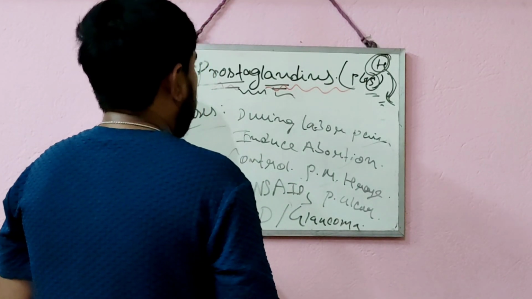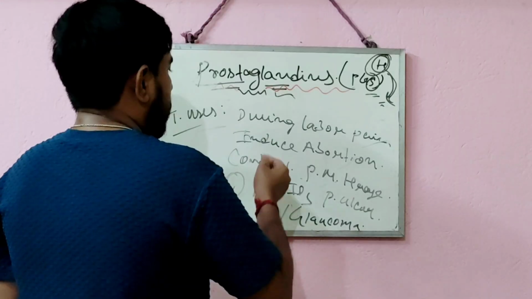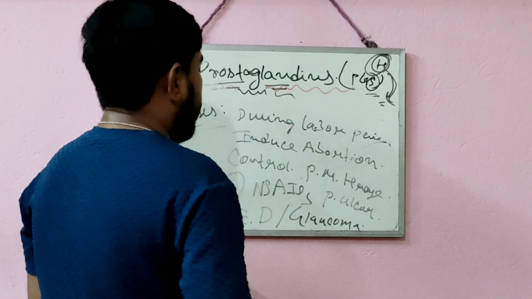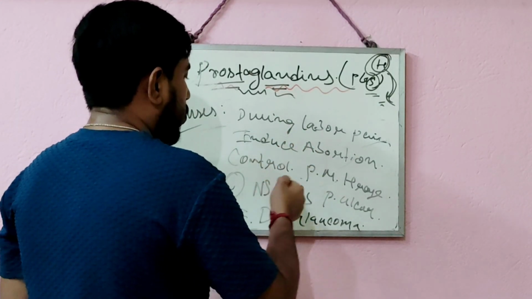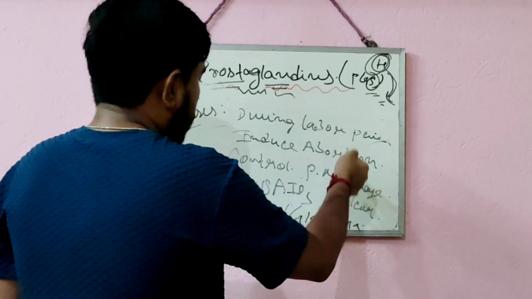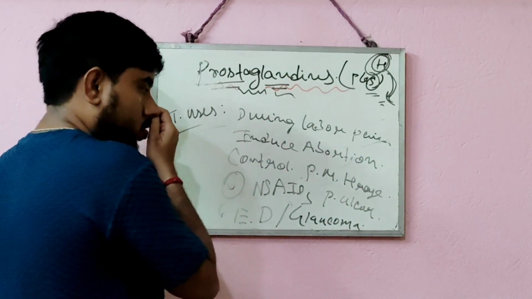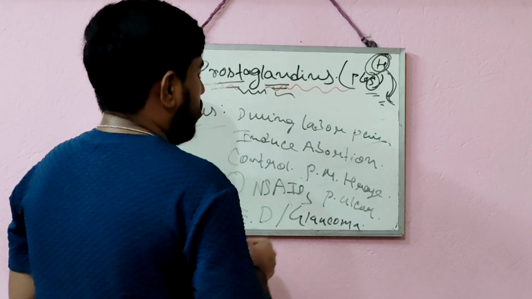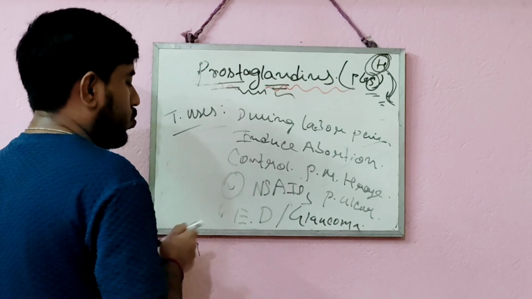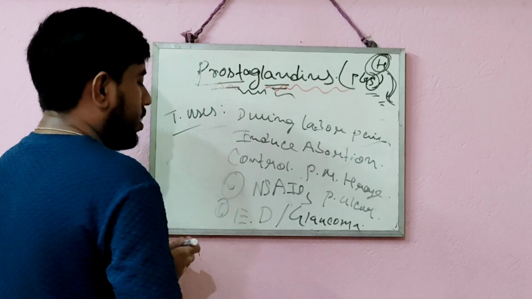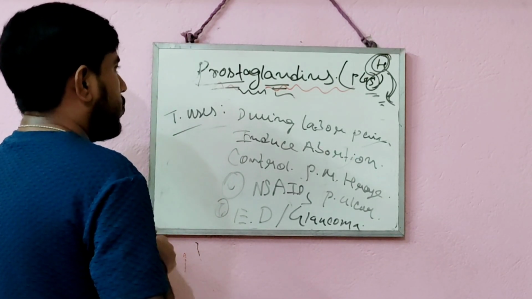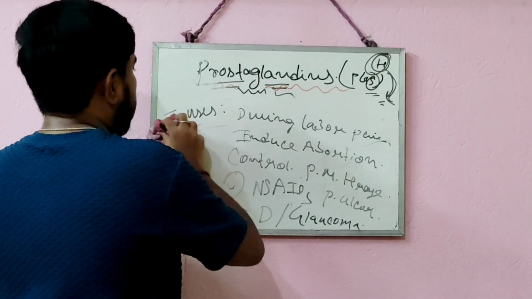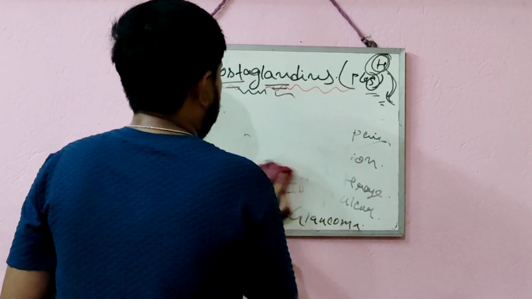What are they? They are used during labor pain or during induction of abortion. They are also used to control postpartum hemorrhage. Then it is also used to treat NSAIDs induced peptic ulcer, and it is also used to treat erectile dysfunction and glaucoma. So those were the normal therapeutic usages of prostaglandin in the medical field.